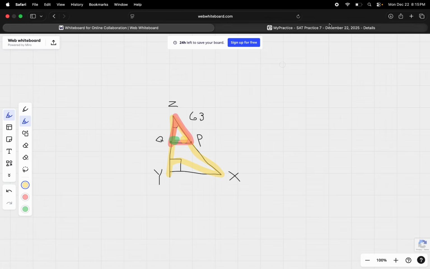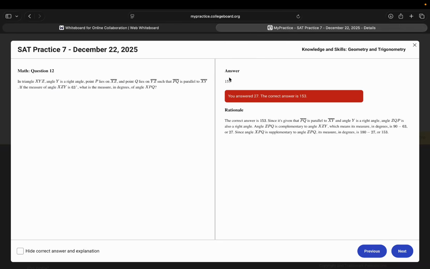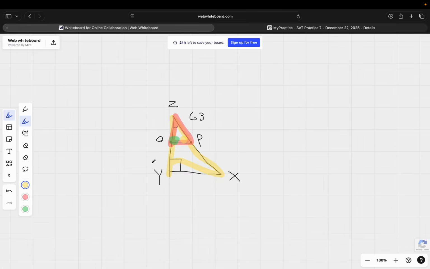So now we have this value, which is pretty close to where our desired value is located. We want XPQ, this value right here, which is fine. So now we have this value and we want this value, and they're both on a straight line. So you can do 180, because 180 is the measure of the angle of a straight line. So 180 minus this value right here is going to be equal to this.